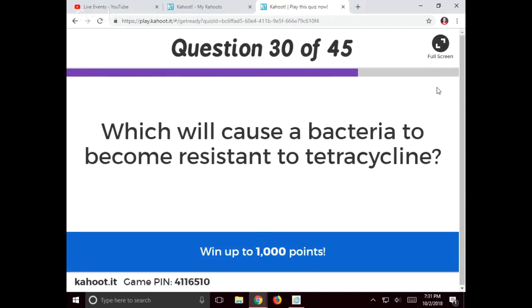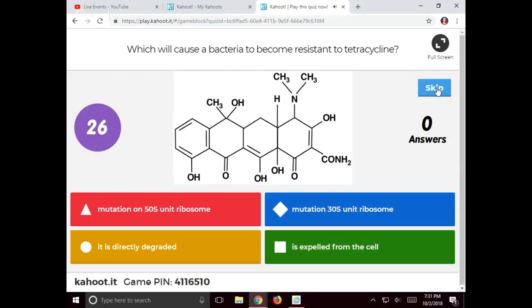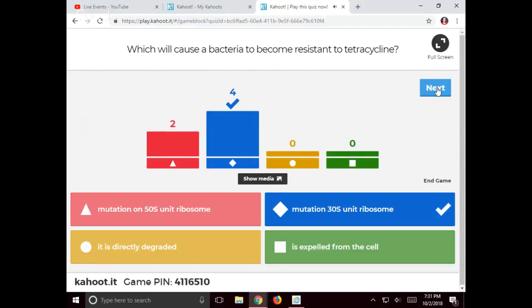Which will cause bacteria to become resistant to tetracycline? That's the picture of tetracycline. She talked about this in class, about how it mutates something. So that should help you. It mutates the 30S subunit on the ribosome, and it's one of the few where the prokaryotes will directly mutate something in order to not bind. If you saw all those rings, that's why it's called tetracycline: it's four rings. So we're clever.